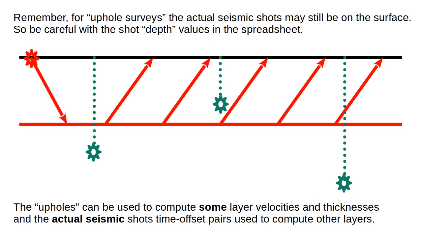Remember, for uphole surveys, the actual seismic shot still may be on the surface. So be careful with the shot depth values in the spreadsheet. The upholes can be used to compute some layer velocities and thicknesses, and the actual seismic shot's time offset pairs to compute other layers.